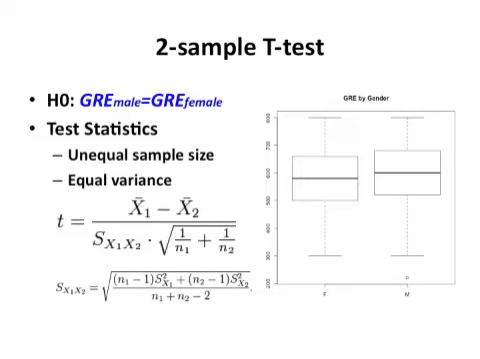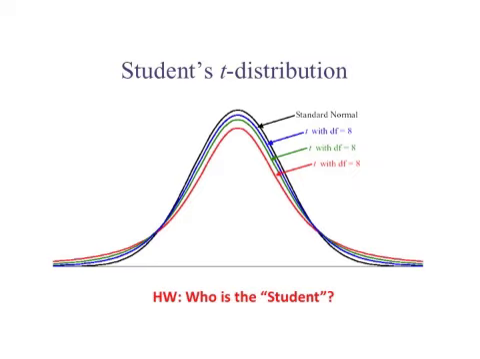The interesting thing is this T has a distribution called Student's t-distribution. Your homework is to find who is the student. Yeah, because it's called Student's t. Why not your name's t? So you search Google to find who is the student and tell us next time.